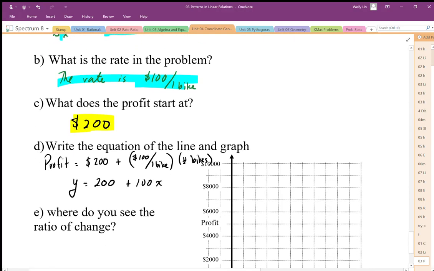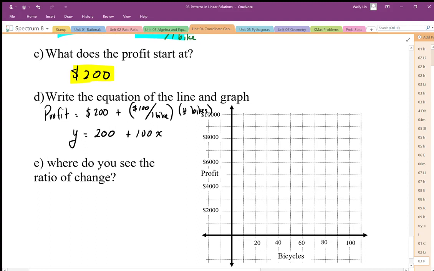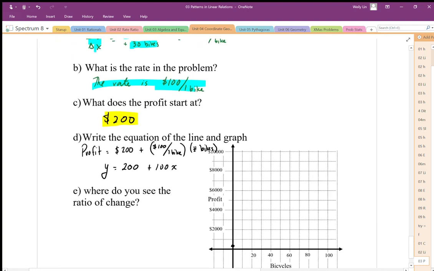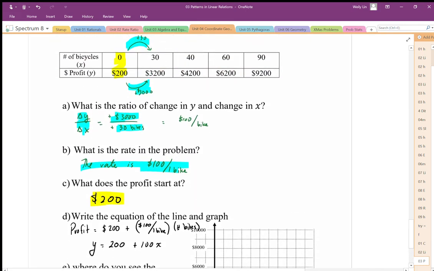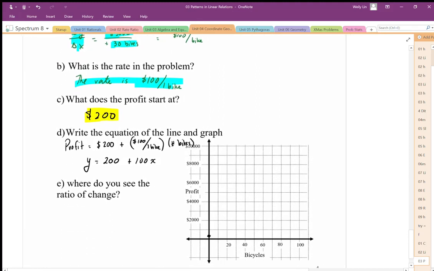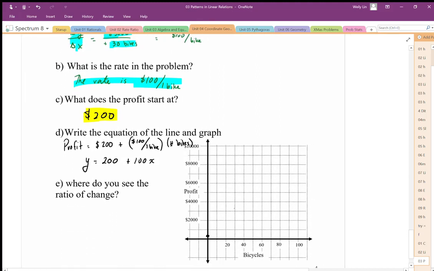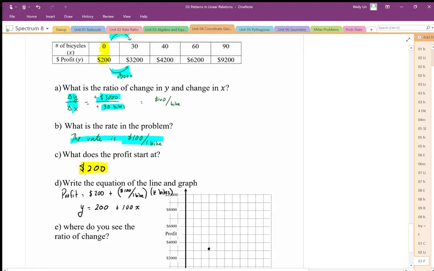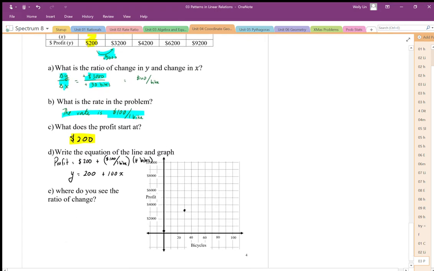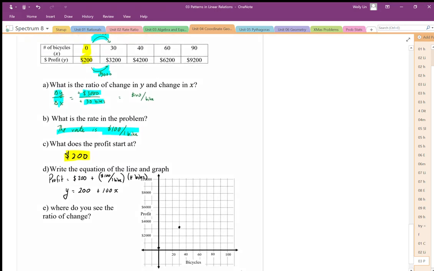Let's graph this. When we graph this, I'm going to start at $200, so somewhere way down here. For 30 bikes, my table had 3,200, so somewhere around here. There's 3,200. In my table, 40 bikes was 4,200. I can see that I have a straight line pattern.